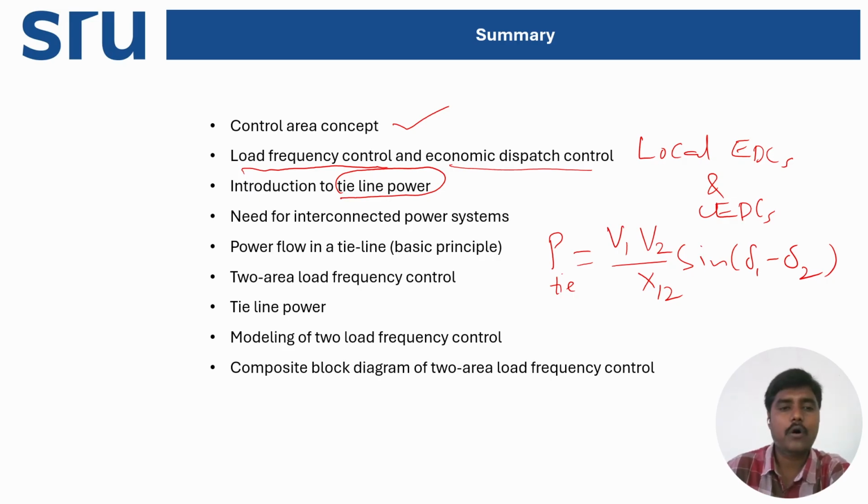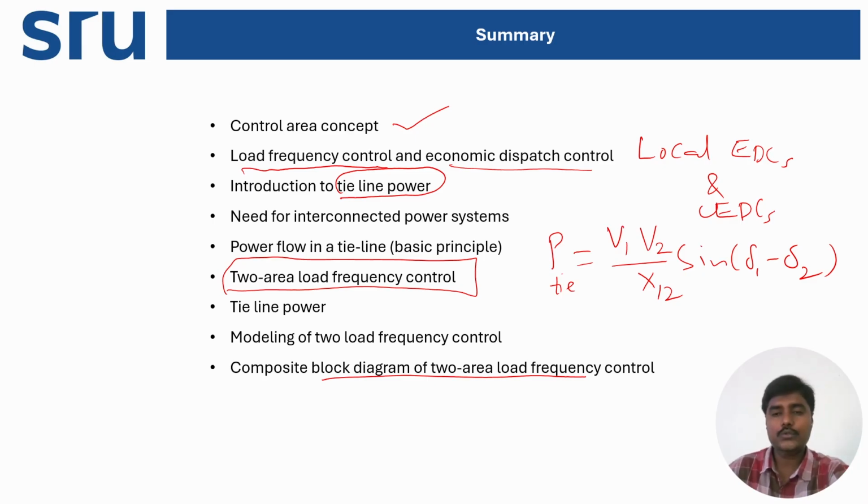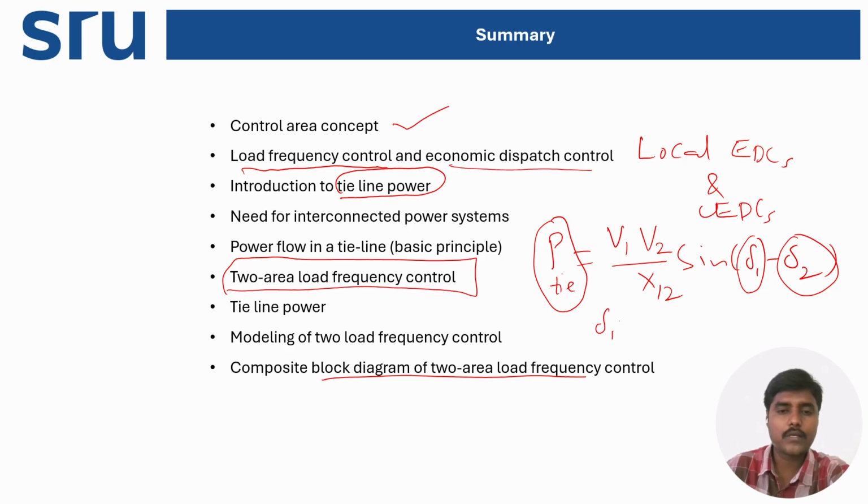Then we have studied two area load frequency control by having some mathematical equations and by developing a composite block diagram which represents two area load frequency control. Between the two control areas, the tie line power exchange is possible just by controlling the values of delta 1 and delta 2. That's what we have seen. That means if delta 1 is greater than delta 2, the power flow occurs from 1 to 2. If delta 2 is greater than delta 1, then the power flow occurs from 2 to 1.